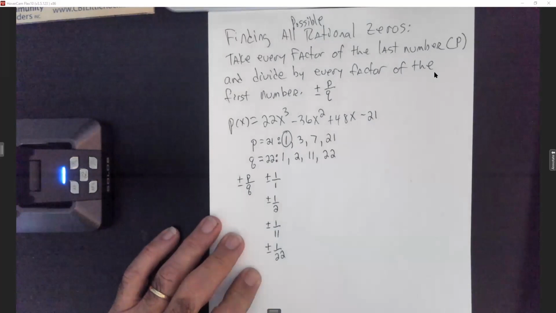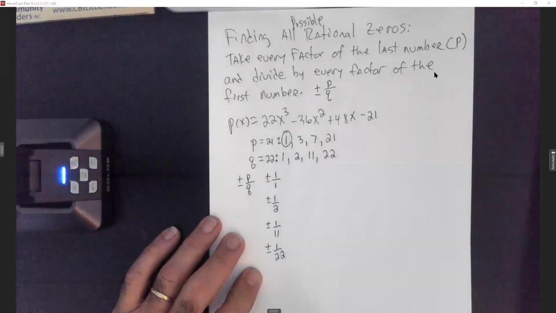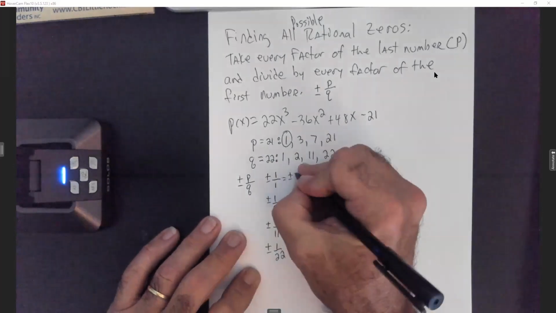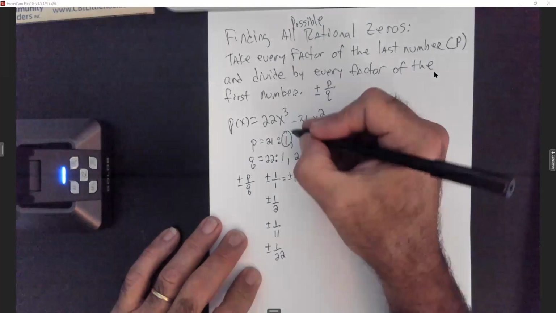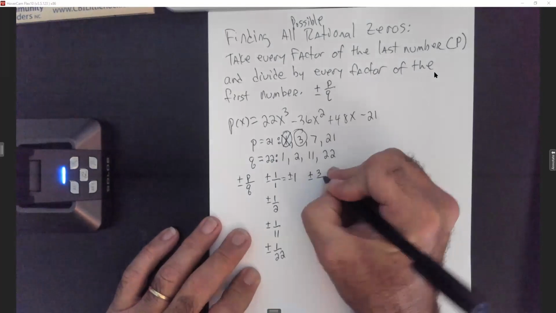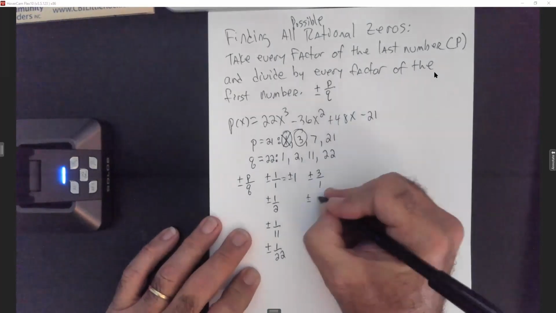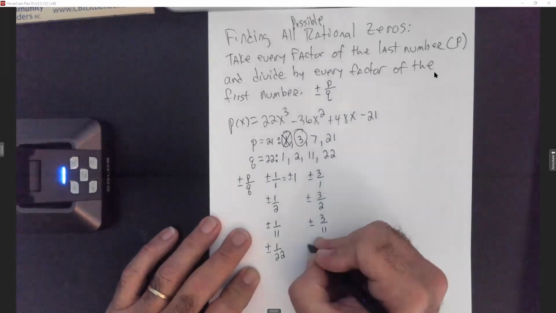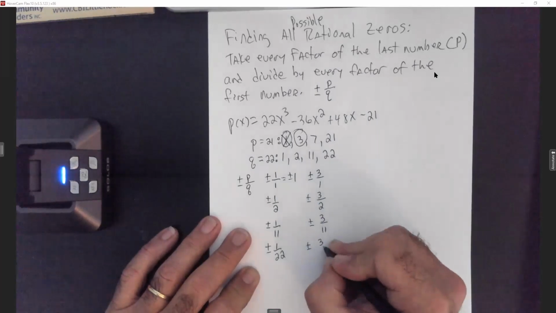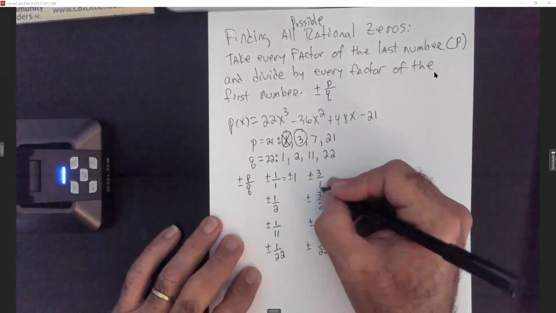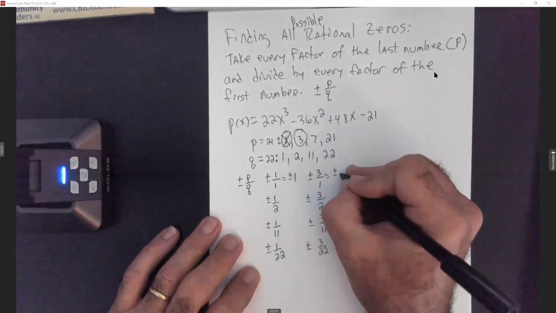Now, can you simplify any of these fractions? Yes, 1 divided by 1. That's going to be a plus or minus 1. There you go. So we've done the 1. Now let's do that with the 3. So plus or minus 3 divided by 1, plus or minus 3 divided by 2, plus or minus 3 divided by 11, and then plus or minus 3 divided by 22. Once again, you will have to simplify the one with the 1 on the bottom and make that a plus or minus 3. So that takes care of the 3.